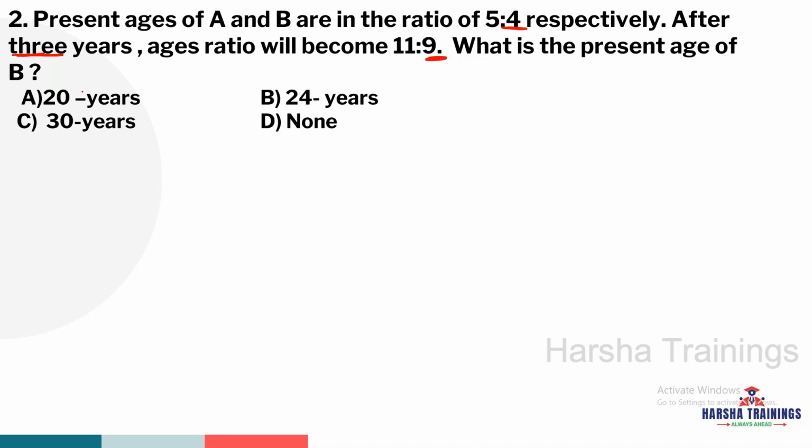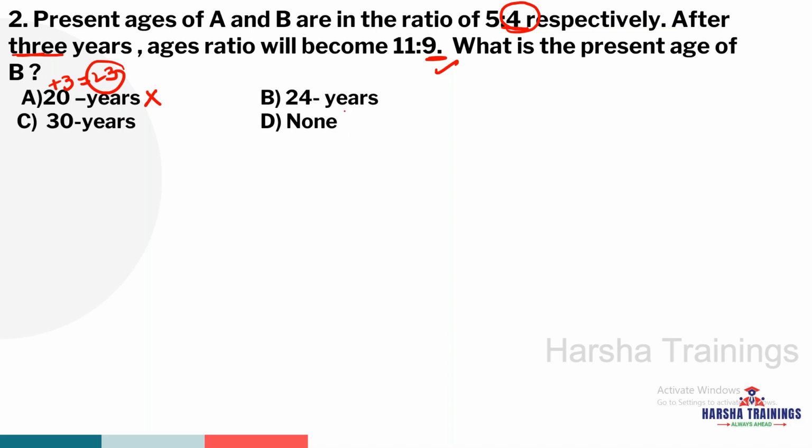Okay, go through option verification, guys, here. What is the first option here? 20. Okay, 20 is a multiple of 4. Yes, 4 5s are 20. After how many years? 3 years. After means plus, 20 plus 3, 23. Is 23 a multiple of 9? No, that's why the first option is the wrong option.